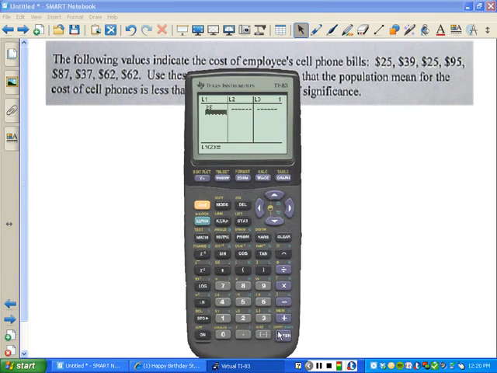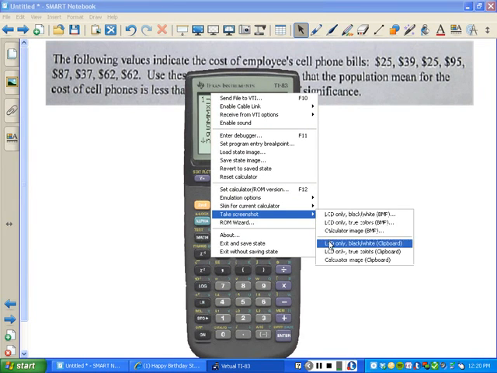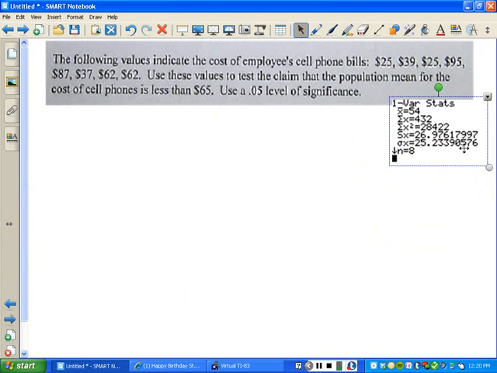25, 39, 25, 95, 87, 37, 62, 62. If you do that, then you'll press Stat, Calc, and you'll get the average, right? So we'll go ahead and paste that right there so we can have it.